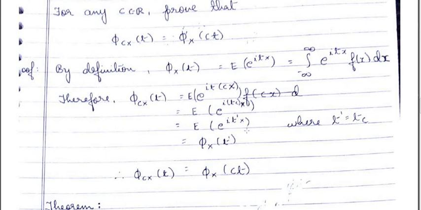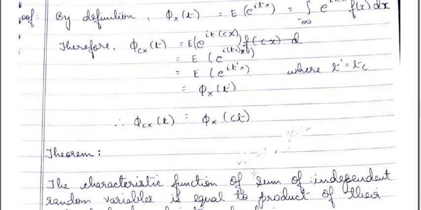If phi x t is equal to expected e raised to i t x, then phi of c x t is equal to phi x of c t, right?